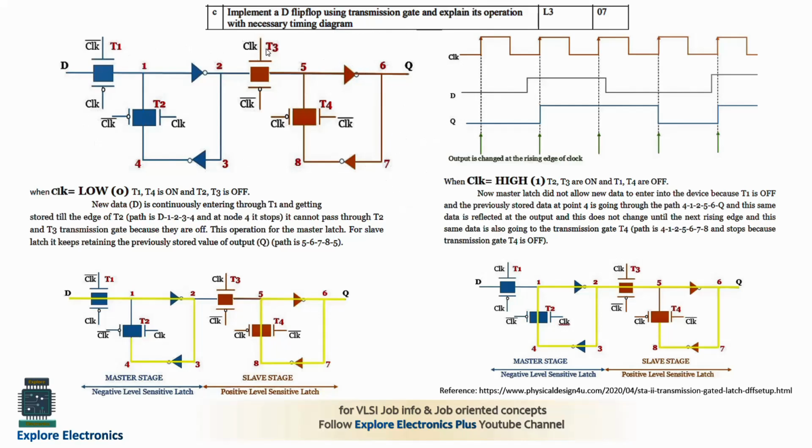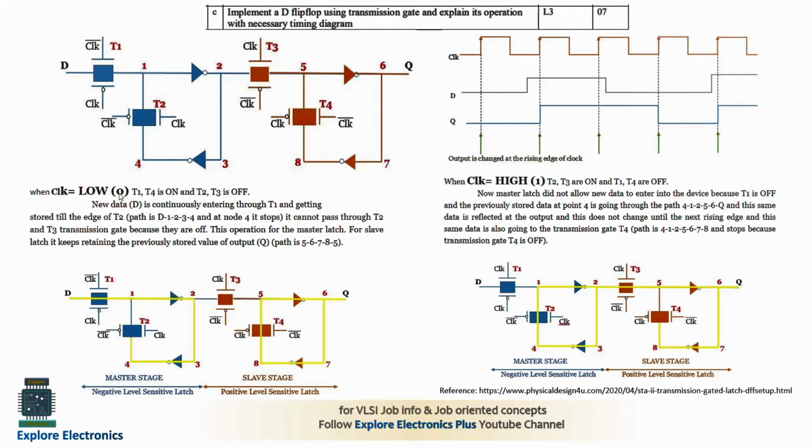So the D flip-flop circuit is this. You can see there are 4 transmission gates required. The first half of the circuit, given in blue color, acts as the negative level latch, and the second half, the orange colored circuit, indicates the positive level latch. So these two latches combined make the circuit of the D flip-flop.